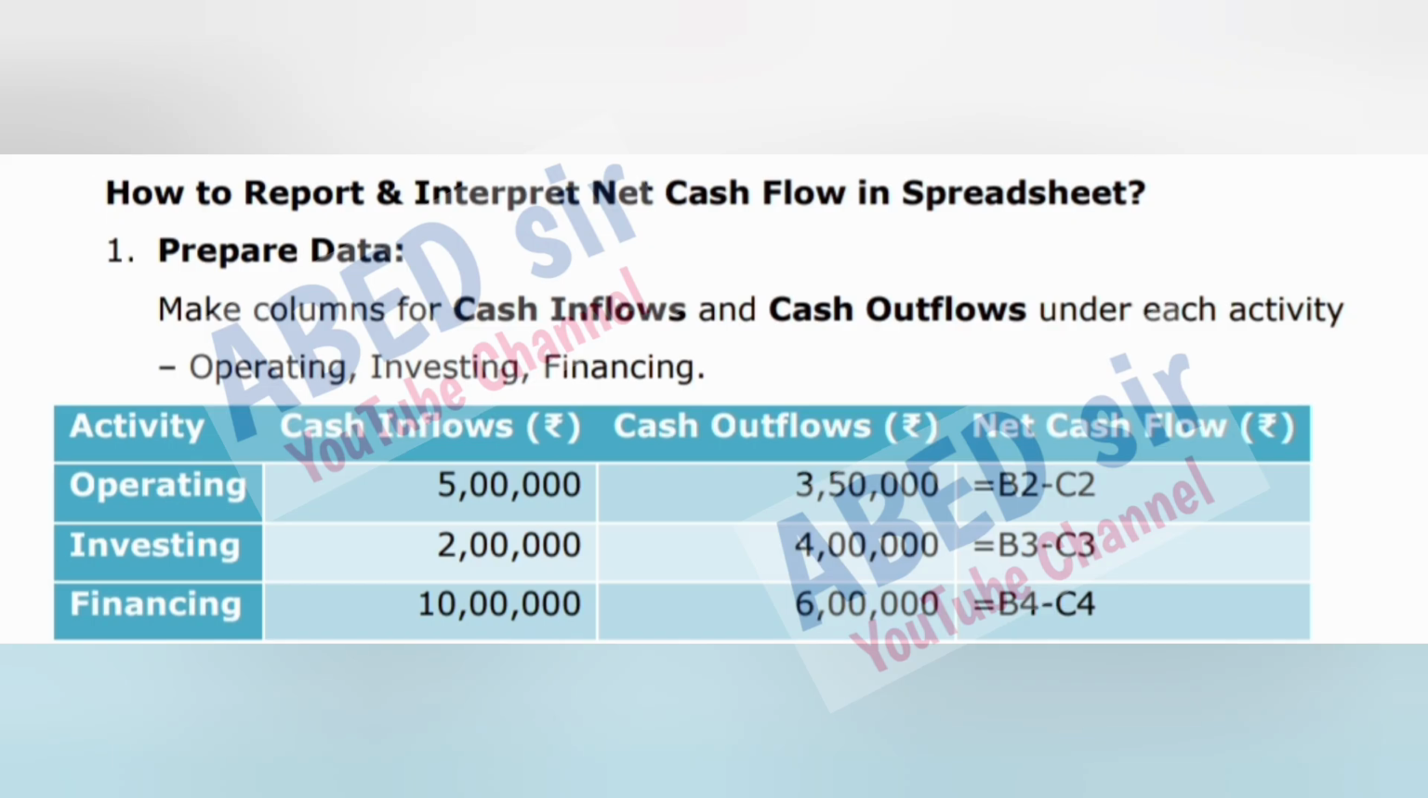1. Prepare data. Make columns for cash inflows and cash outflows under each activity: operating, investing, financing. Activity, cash inflows, cash outflows, net cash flow. Operating: 5 lakh, 3 lakh 50,000 in B2, C2. Investing: 2 lakh, 4 lakh in B3, C3. Financing: 10 lakh, 6 lakh in B4, C4.